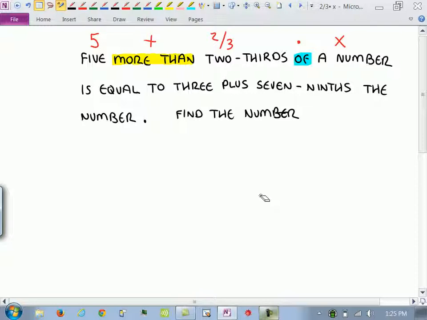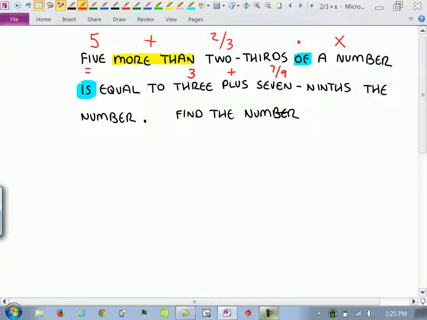sign, right? So a lot of times you are not going to be given the equal. It'll just say is. Is the key word for an equal sign. Now if they say is equal, that's even better. But you should know that the is enough for you to be able to put an equal sign. Is equal to what? 3 plus, oh, that's a little too obvious, isn't it? 3 plus 7/9 the number.